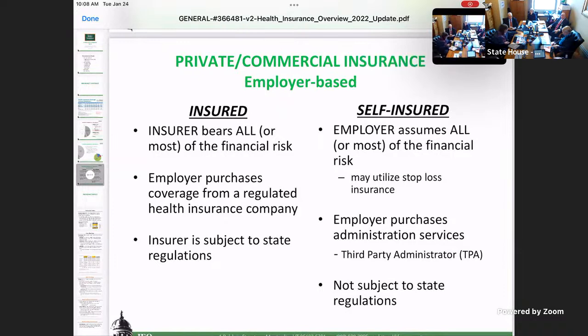Usually it's like a normal transaction where an employer decides they want to offer health insurance. They go to the insurance company or their broker and say, I want to buy insurance for my employees. And they buy the insurance for their employees in the regular market. They might pay 80% of the premium, or 50%, whatever. Those insurance products are subject to state regulations.